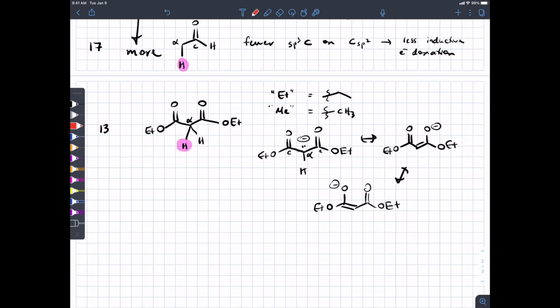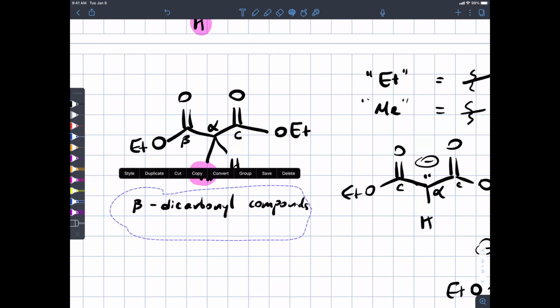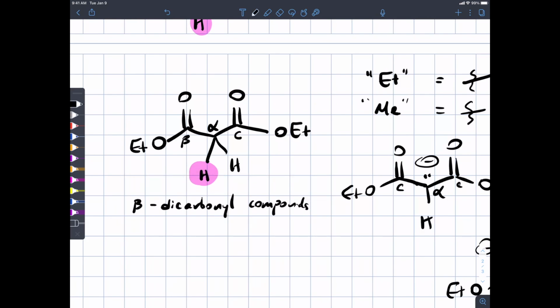It's a minor nomenclature issue, but it's going to come up again and again in terms of how we talk about these compounds. Molecules like this that have an alpha carbon that's alpha to two carbonyls, we sometimes call beta dicarbonyl compounds, because it doesn't matter which carbonyl you start counting from, the other carbonyl is at the beta position relative to the other carbonyl. So this would be a beta diester.